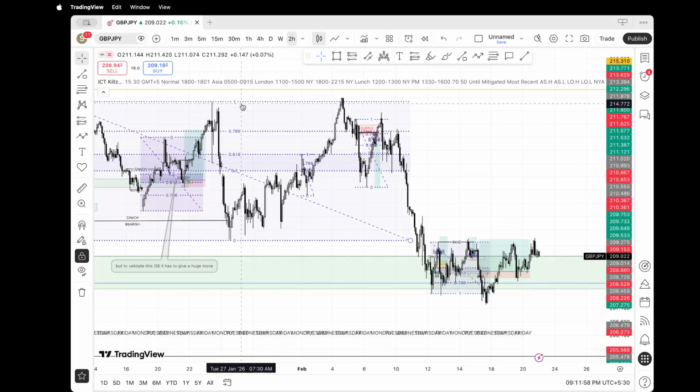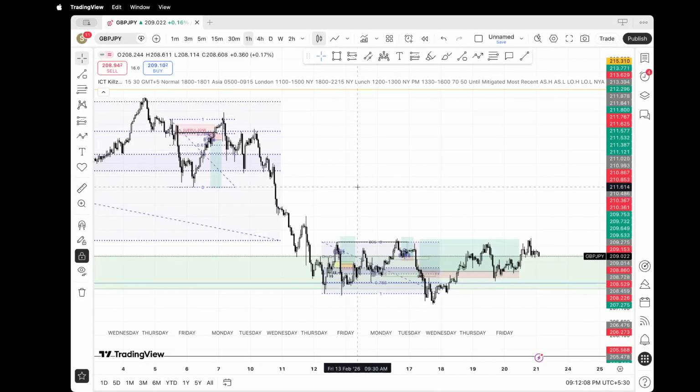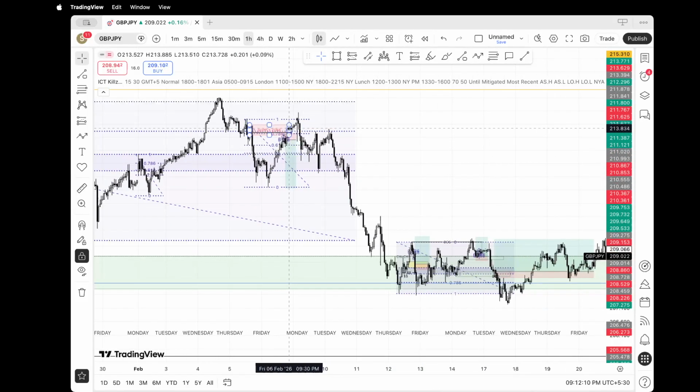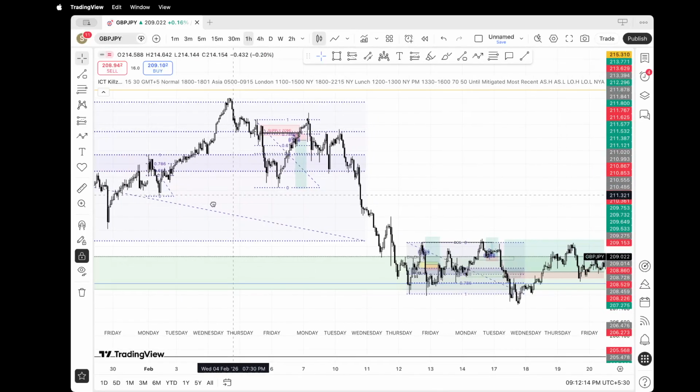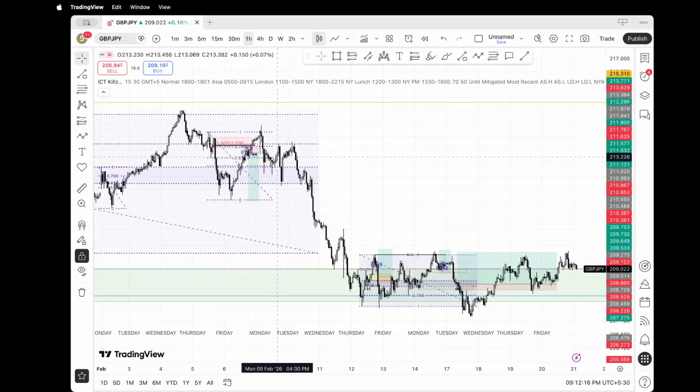Yep, this order block was having a lot of liquidity, so it should have swept only. Okay, let's jump to 1 hour. At 1 hour we have an order block again. Yep, so we took a sell trade.